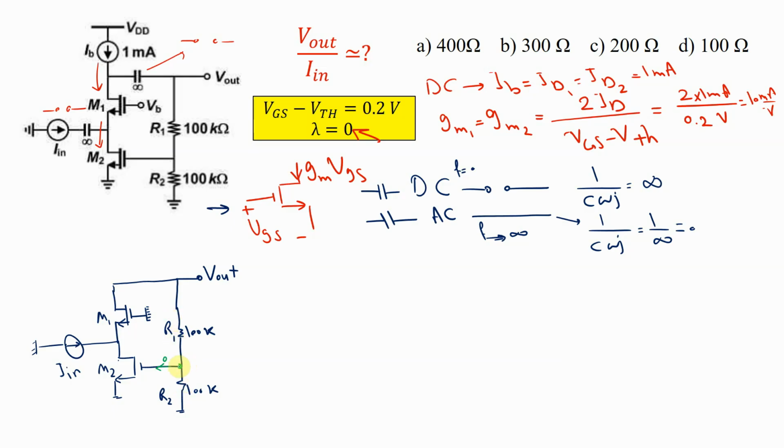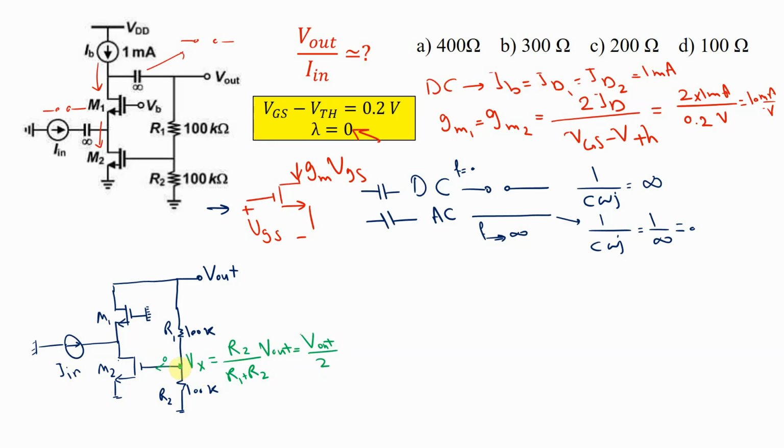So if we define this node as Vx, it is equal to R2 divided by R1 plus R2 times Vout. And because these two are equal, it's equal to Vout divided by 2. So I can use Vout divided by 2 for this node in here.